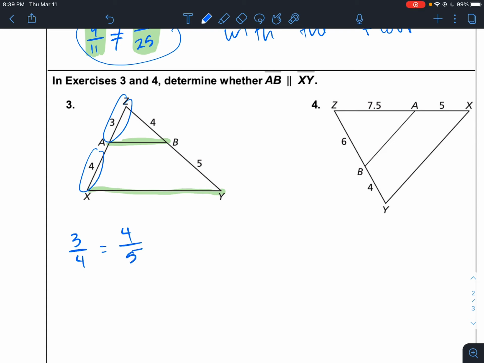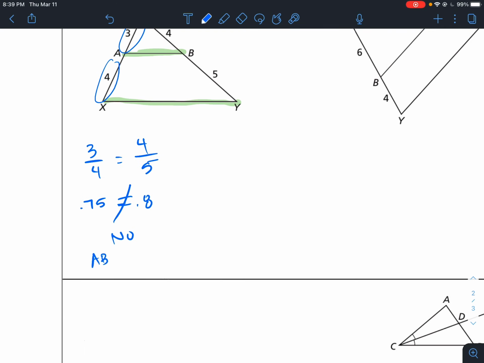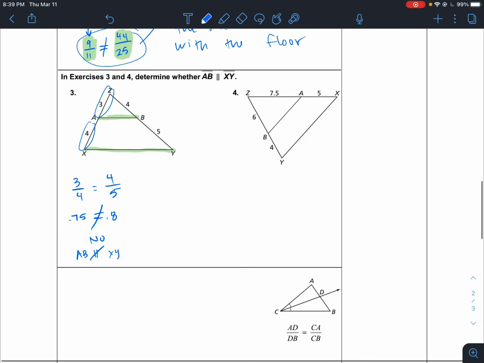Now, if you guys were to punch these into your calculator, you can do 3 divided by 4, right? So 3 divided by 4 we know is 0.75. Okay? If you do 4 divided by 5, you get 0.8. Now, these are obviously not equal, right? So they're not equal, so no, AB is not parallel with XY. Okay? Now I want you to do the same thing with example 4. Can you show that AB and XY are parallel? Show if they are or are not parallel.